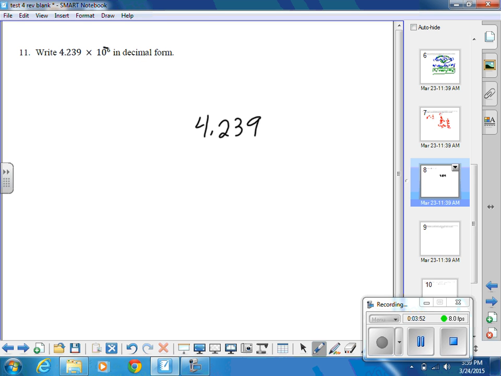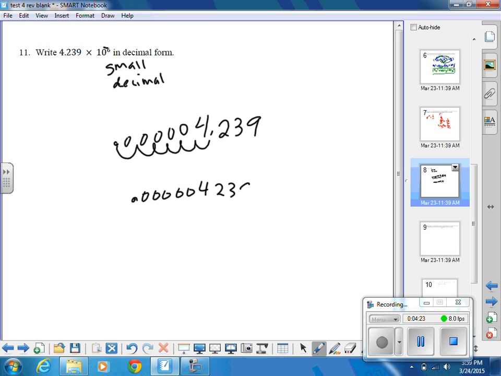Alright, well, unlike the positive big numbers, with negative exponents, you're going to be going to the left. So I'm going to count to the left 6 times because I know it's going to be small or a decimal. So I need to go to the left here, okay? So I'd go 1, 2, 3, 4, 5, 6, put a dot. Anywhere I see a hoop, I put a 0. See all the zeros in the hoops? Okay? So this one, the answer is 0.00004239.